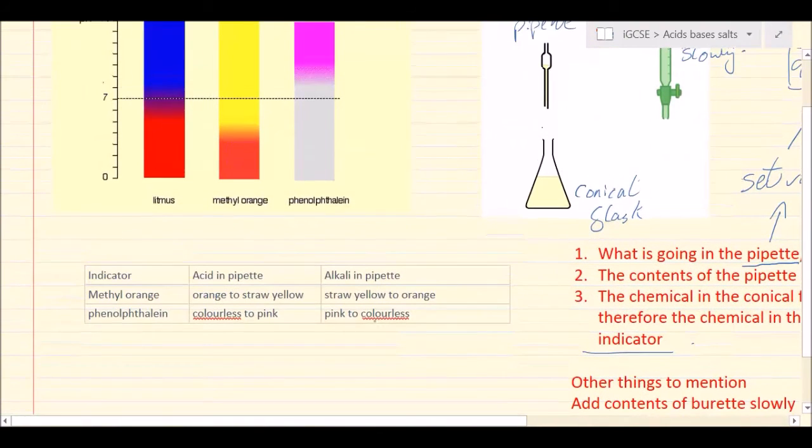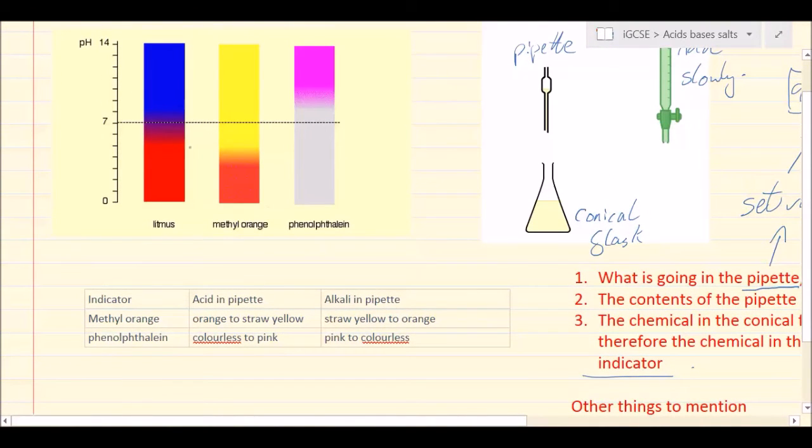So just to highlight that, if we go over here, the indicators are shown, so pH 14, so this is when it's a base, and this is when it's acid. Okay, these are the colors of the indicators. This is supposed to be colorless, by the way. So if you start with acid in the pipette, therefore meaning acid in the conical flask, when you put the indicator in, for methyl orange, it's going to start as this color. This is the starting color for acid, and as you add the chemical from the burette, the color is going to gradually change into this.